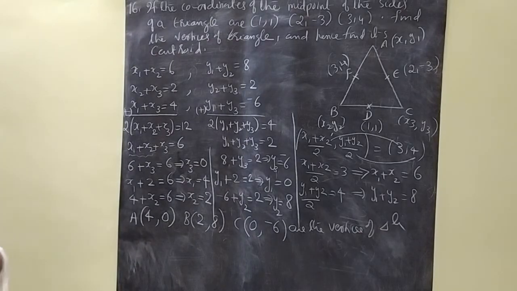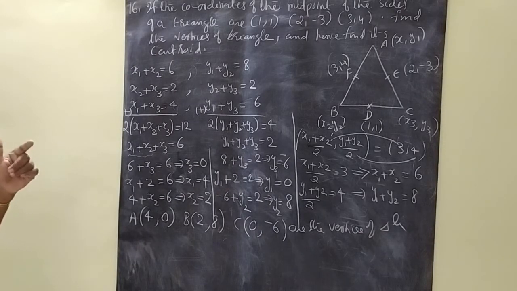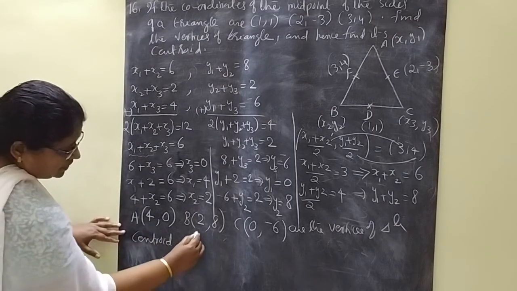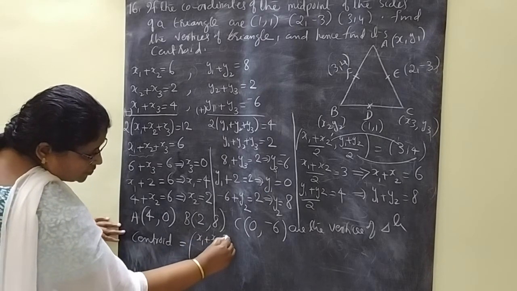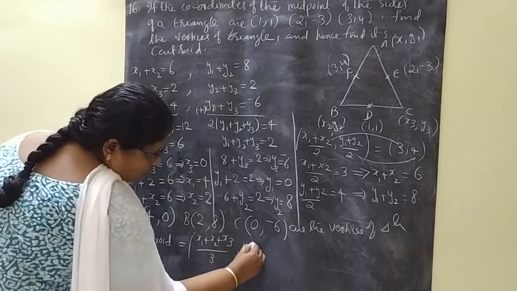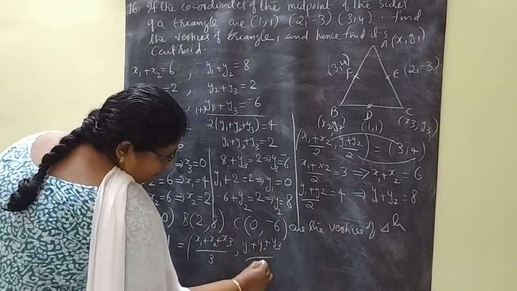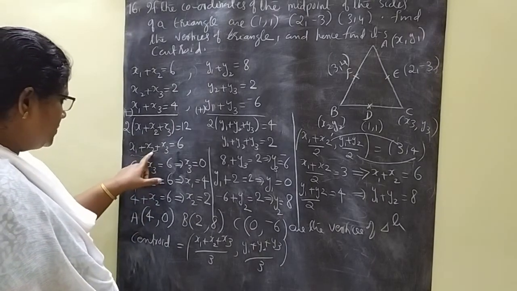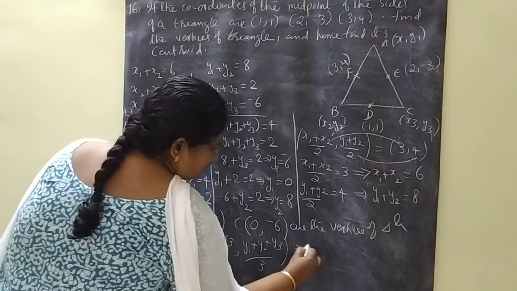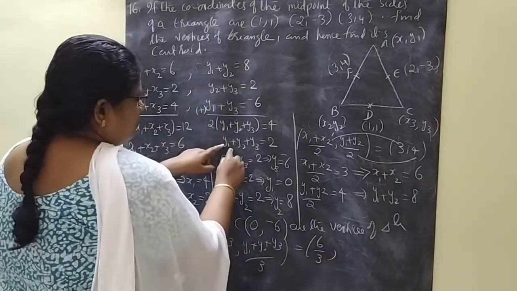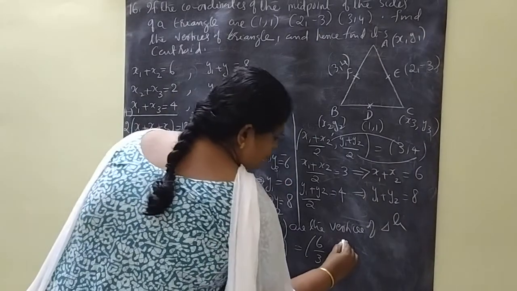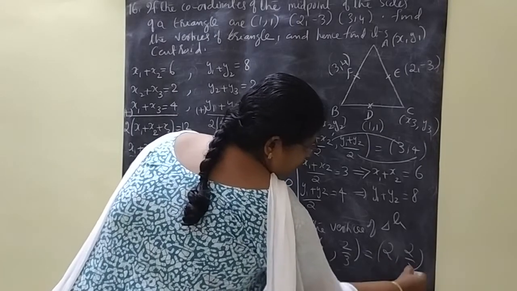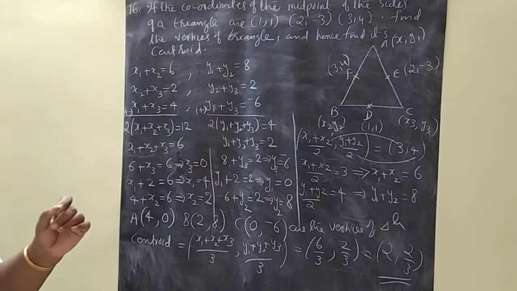Now, what is the question? Also find its centroid. What is the centroid formula? Centroid is (x1 plus x2 plus x3) by 3, (y1 plus y2 plus y3) by 3. No need of substituting again. Already x1 plus x2 plus x3 we got, 6, so 6 by 3. y1 plus y2 plus y3 we got 2, so 2 by 3. That is, 6 by 3 is 2, and 2 by 3. So this is the centroid of the triangle.